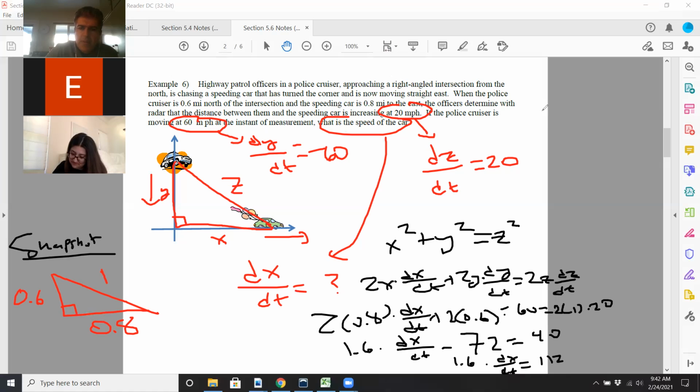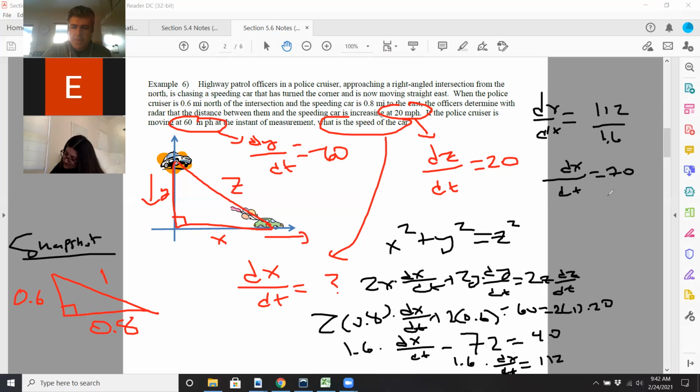You divide by 1.6, and you get the speed of the speeding car. It'll be miles per hour. So that is going to be a related rates problem, a very common type. There's also one that deals with a ladder that has Pythagorean theorem, a sliding ladder. That's also a very common one. But you get 70 miles per hour for a speeding car.